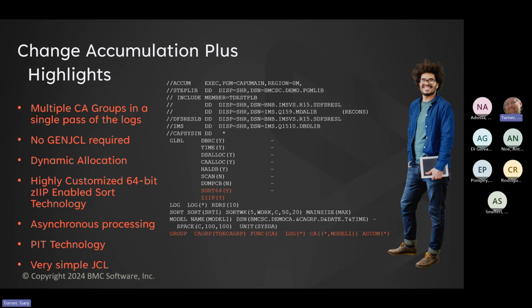Everything sort is eligible to be offloaded to zIIP. So we throw it off, and you're going to see a big CPU savings here because a lot of this gets offloaded to zIIP. So if you're already running change accumulation with the IBM, this is going to be much faster and more efficient. And like we talked about earlier, the JCL is real easy. I would definitely recommend looking into this one as well. If you're already running change accumulation, let's make it a little more efficient.